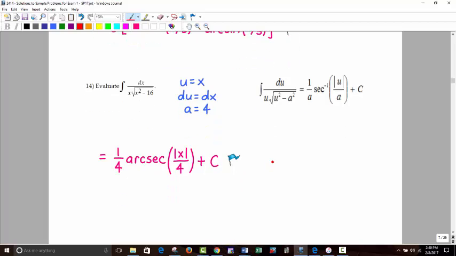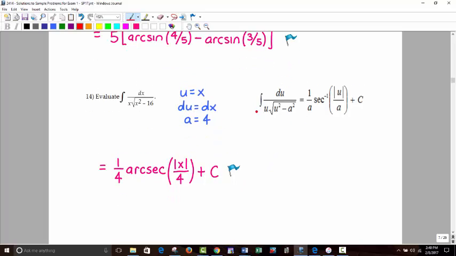And so now it just falls perfectly into the arc secant formula. So 1 over a makes it 1 over 4 arc secant of the absolute value of u, which is x, over 4 plus c. So that's the end of part 1 of this video.